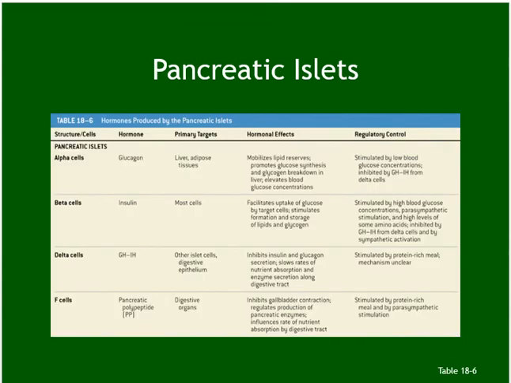So alpha cells secrete glucagon. Alpha cells of the islet produce glucagon, which increases the glucose in the blood. Beta cells produce insulin, which lowers the glucose level in the blood.